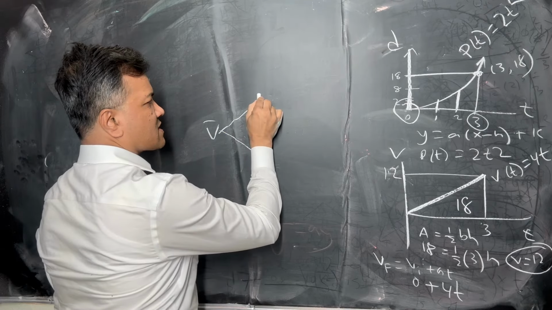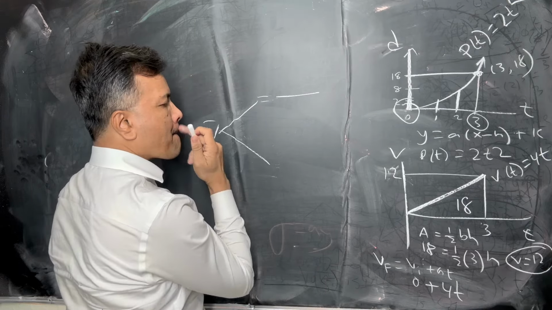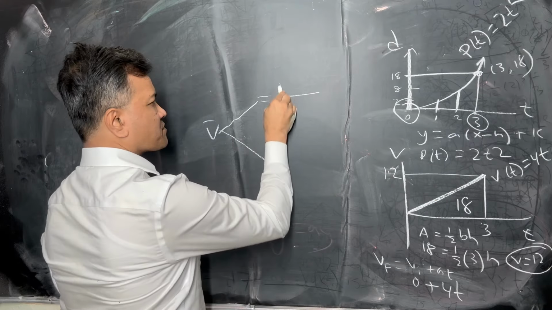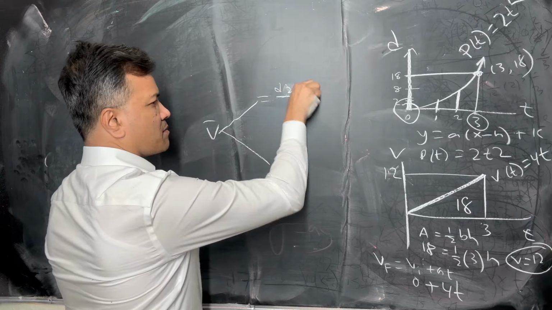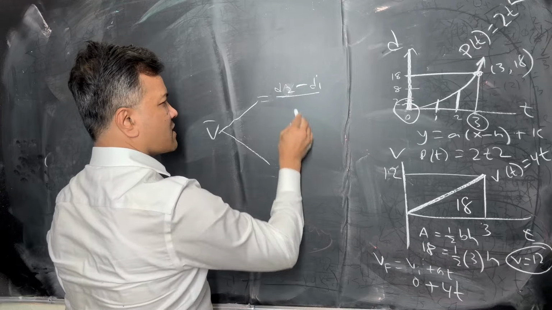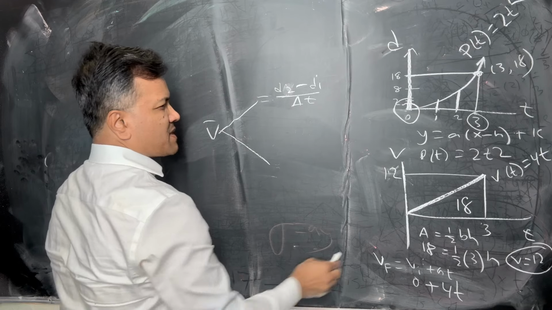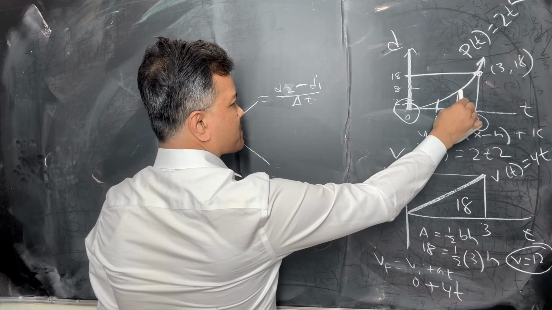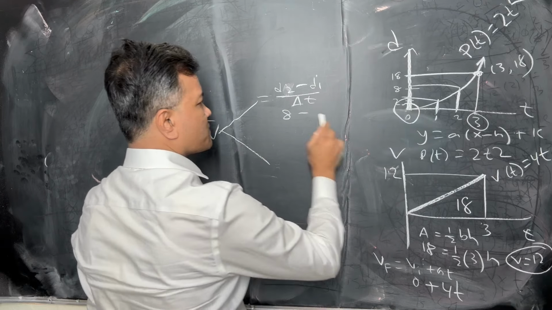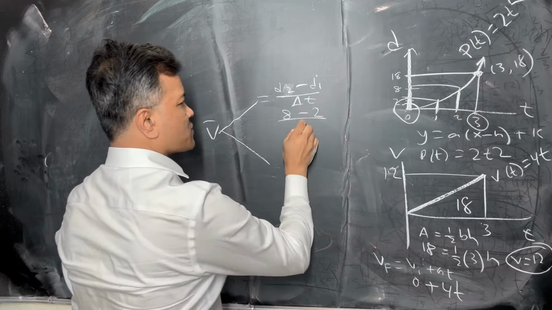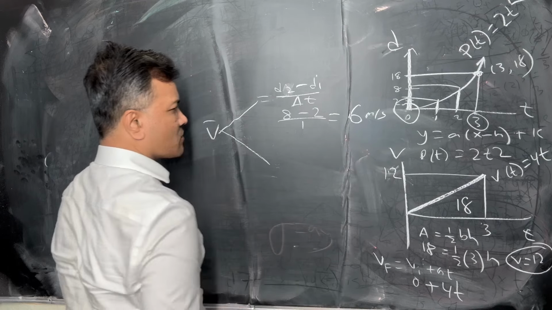So we can use two ways. One is using this graph. You can say displacement at 2 minus displacement at 1 divided by delta t. Displacement at 2 is how much? 8, minus displacement at 1, 2, divided by 2 minus 1, which is 1. So this is 6 meters per second. Okay, this is one way.